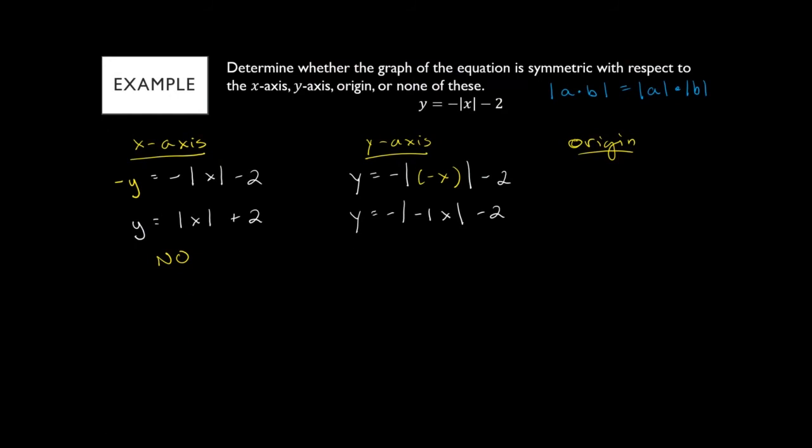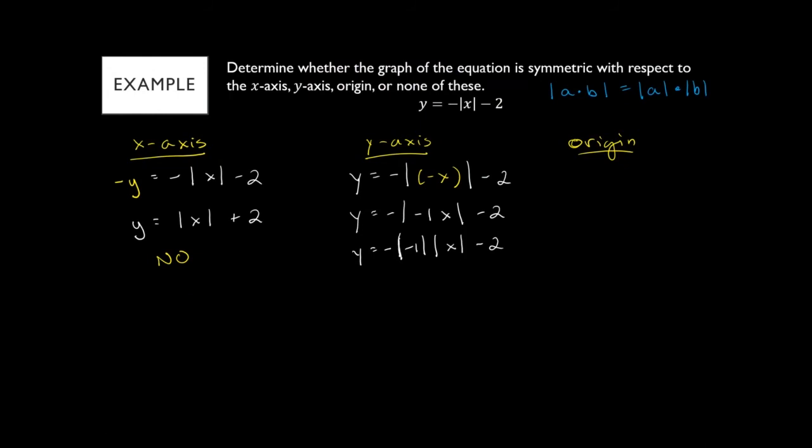Or the absolute values. So I'm going to rewrite this as y equals negative, then I have the absolute value of -1. And I'm trying to make my absolute values look really big so they don't look like ones. And then I have my absolute value of x, and then -2. So it looks very confusing right now.